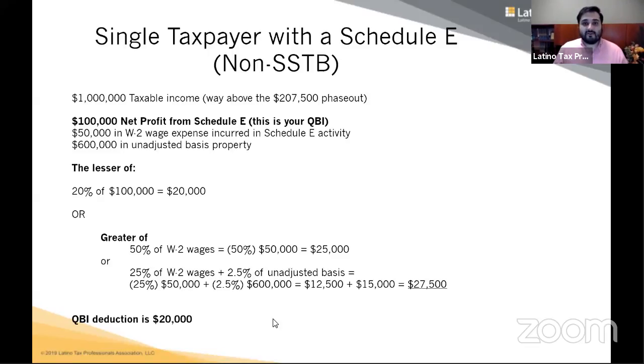What's bigger, 27,500 or 25,000? 27,500 is bigger. Now compare 27,500 to 20,000 up here. What's less? 20,000. So the deduction for Simon for his Schedule E business rental activity is $20,000. Ta-da! Hopefully that did not confuse you.